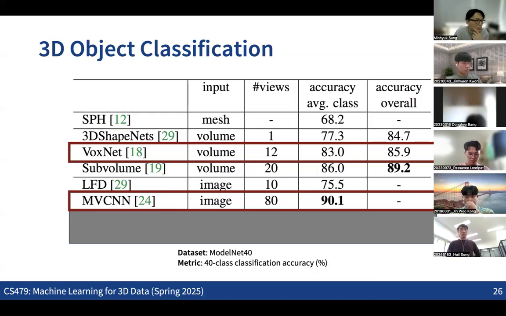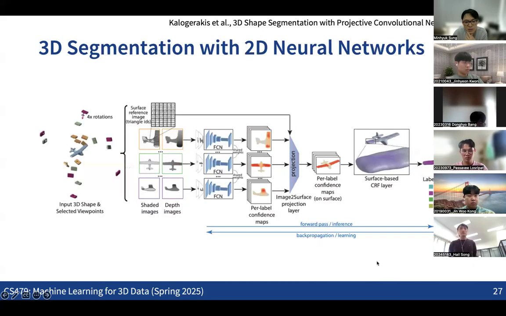And you can see that compared to the neural network using the 3D convolution, the network using the 2D convolution from the multiple images achieves higher accuracy, as you can see here. So it's a good thing that we don't need to have any specialized network for this 3D data. And this idea has also been extended to segmentation as well.